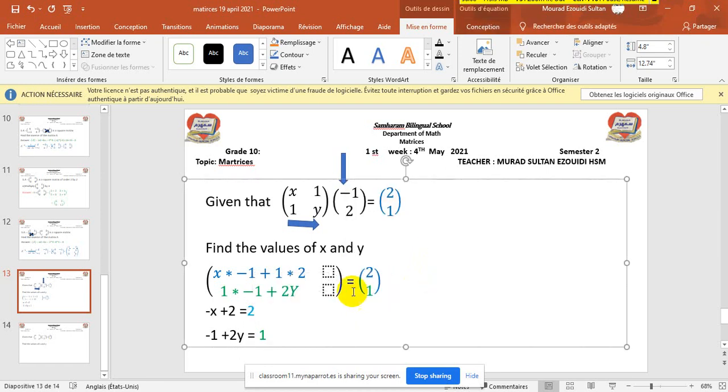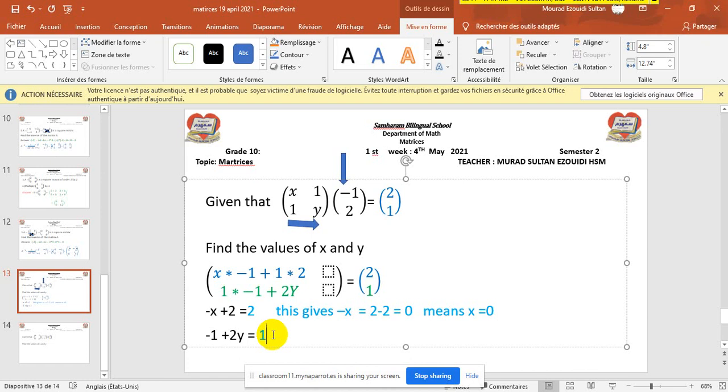So now you can solve this. Minus x plus 2 equals 2. This gives minus x equals 2 minus 2, and 2 minus 2 is 0. So minus x equals 0, which means x equals 0. We solved the first part.